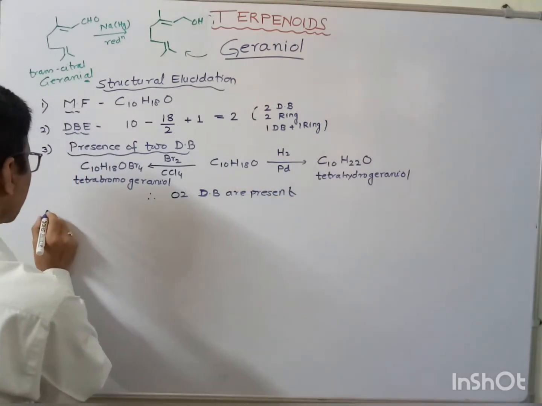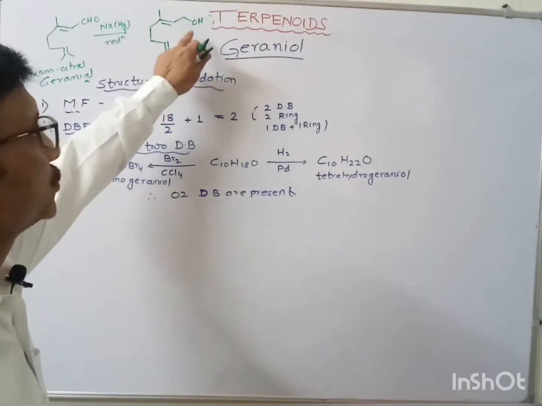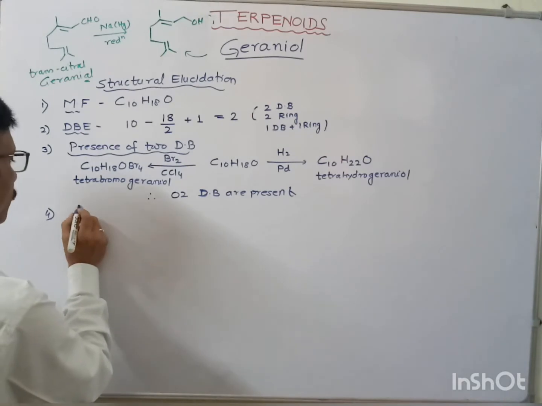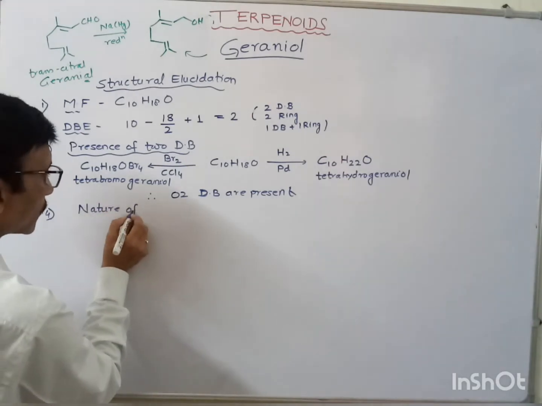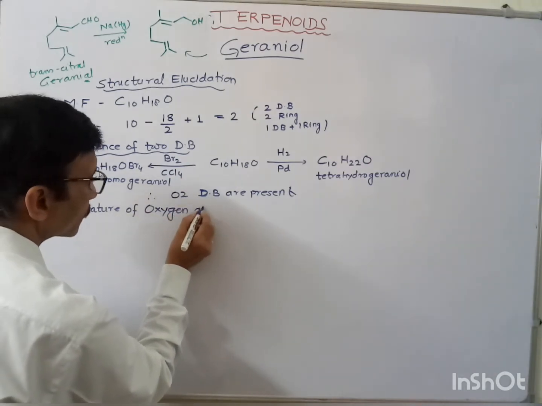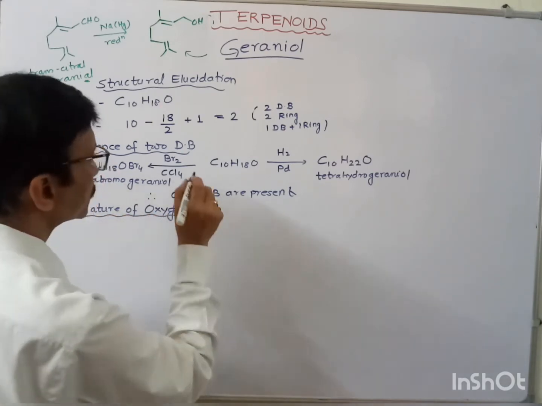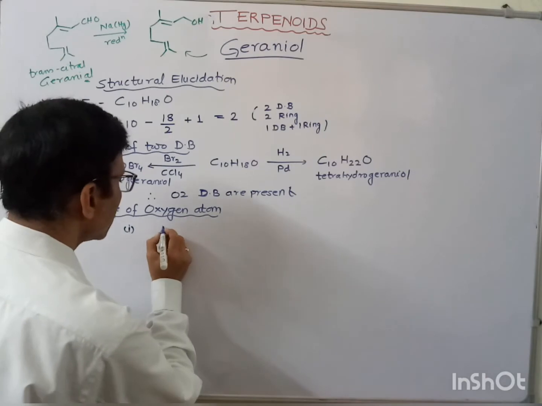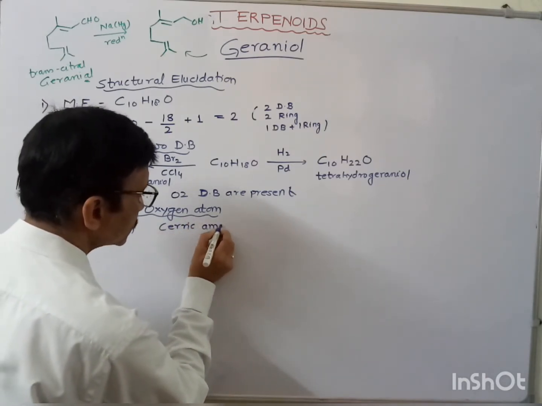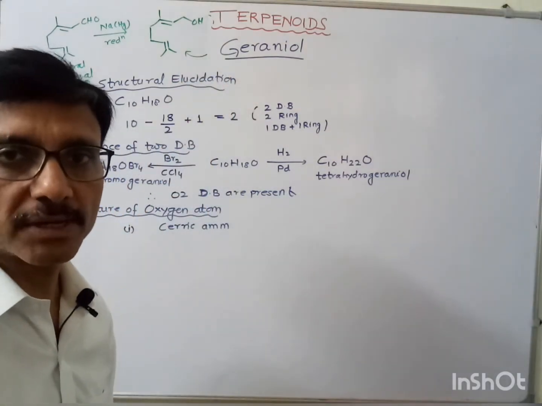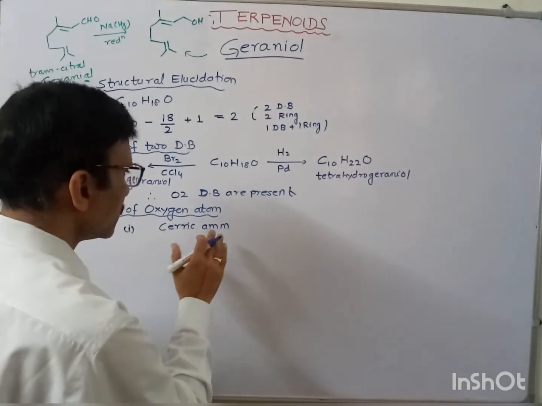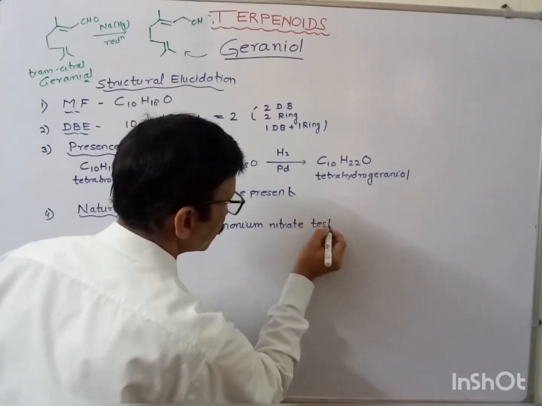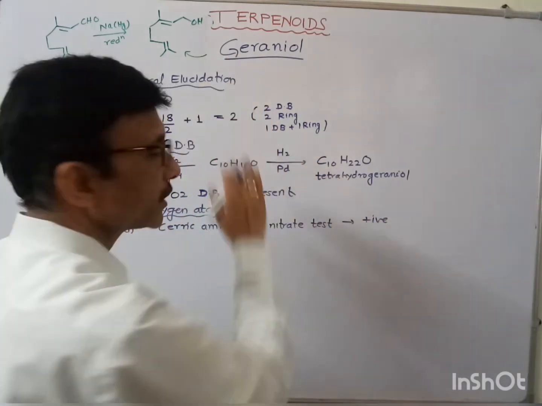Okay, now the fourth test that we can do is the nature of this oxygen atom. One oxygen atom is present in this molecular formula, and we analyze the nature of this oxygen atom. One of the tests that can be performed is the ceric ammonium nitrate test. For alcohol, if the ceric ammonium nitrate test is positive, then it shows the presence of alcohol. This was found to be positive. It means there is the presence of alcohol.